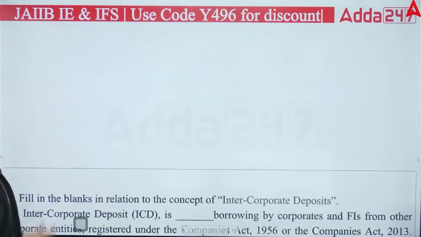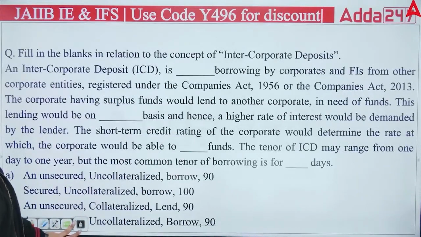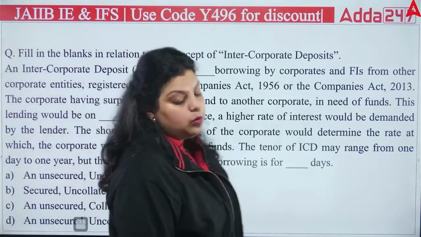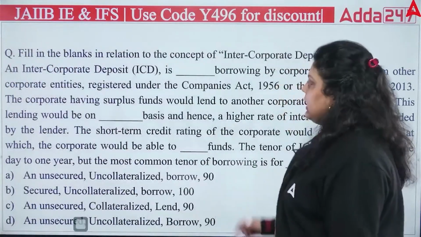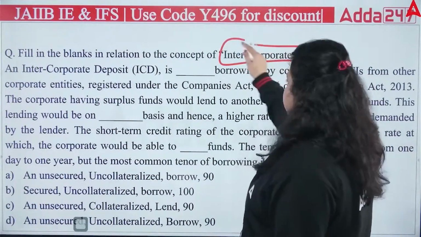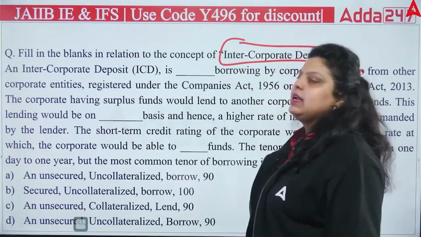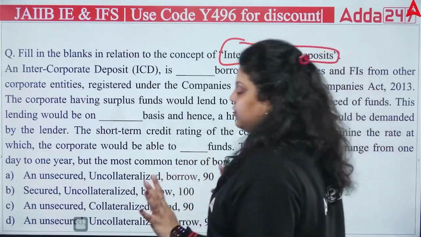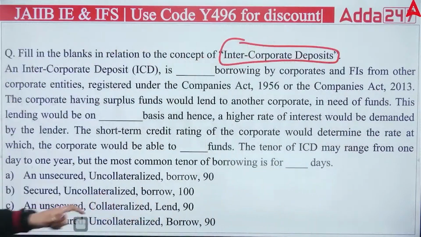Clear? Next question. The next question we have here is filling the blanks in relation to the concept of intercorporate deposit. They are asking about filling the blanks. So ICD is what? It is unsecured, we know. So you can easily eliminate the second option because it is not secure, it is unsecured. You can eliminate the second option.